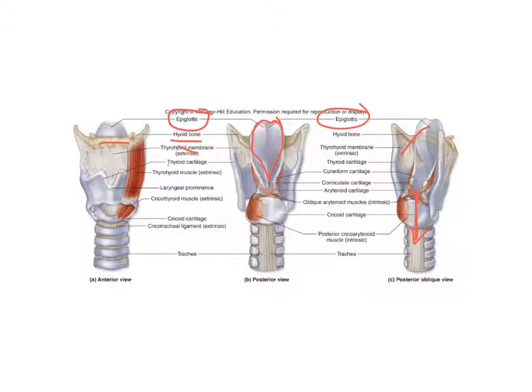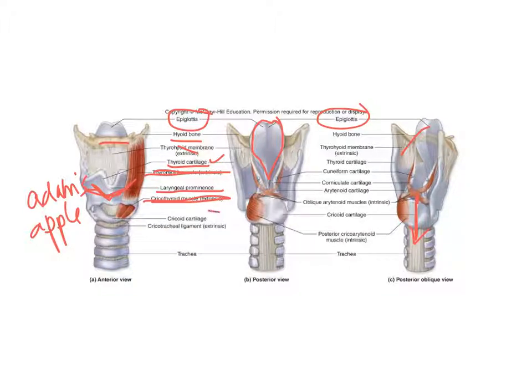We learn thyroid cartilage. Thyroid cartilage is this cartilage right here that has the laryngeal prominence. If you think about a guy and his Adam's apple, that's the laryngeal prominence of the thyroid cartilage. So that's the part that sticks out. I'm not making you learn this muscle, and I'm not making you learn that muscle.